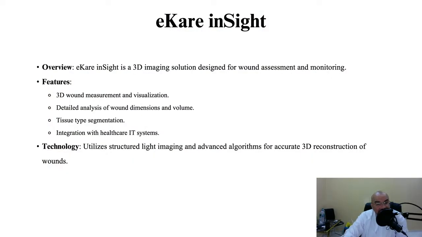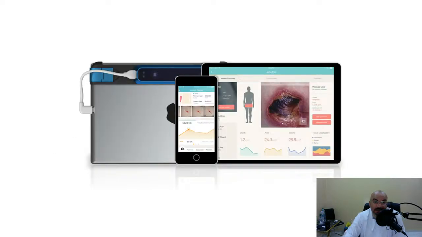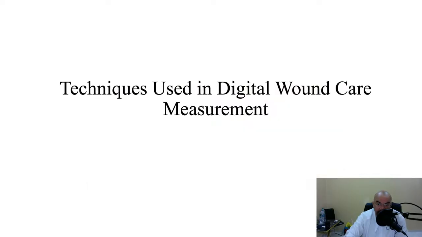eCare Insights also has another software, built in a different way, that relies more on 3D reconstruction of the wounds. They claim it provides better pictures, high quality information, and detailed analysis of tissue dimensions, tissue type segmentation, and the ability to integrate with EHR. This is an example of how eCare Insights looks. This is how the photo can be analyzed to give information about the kinds of tissues.